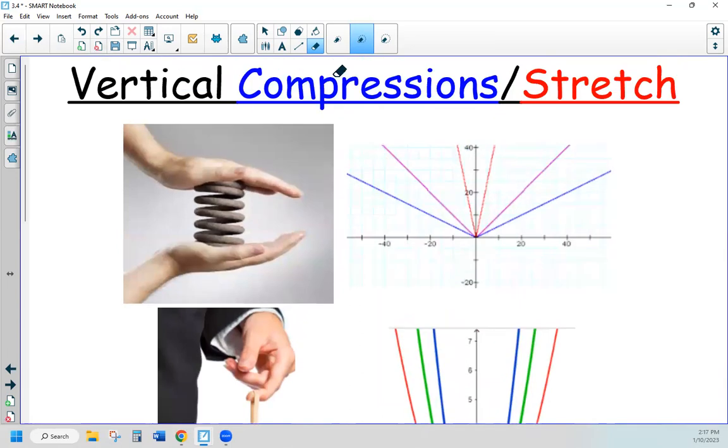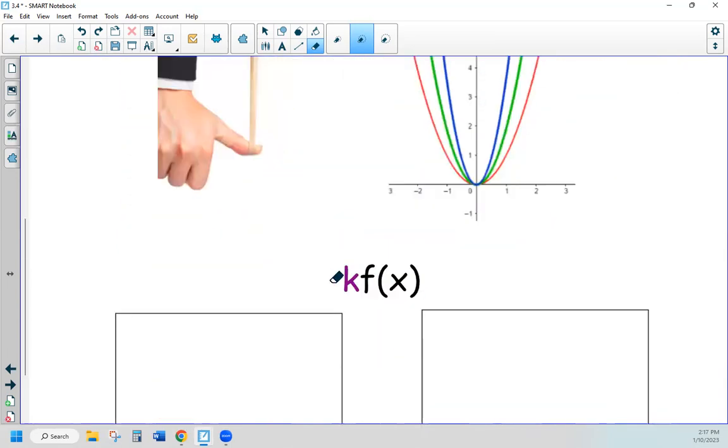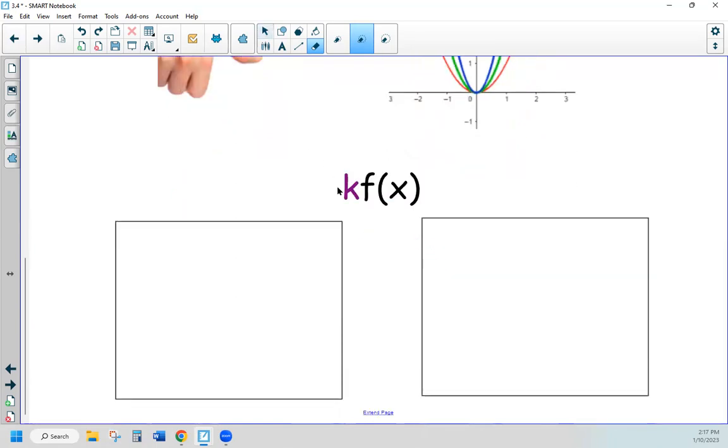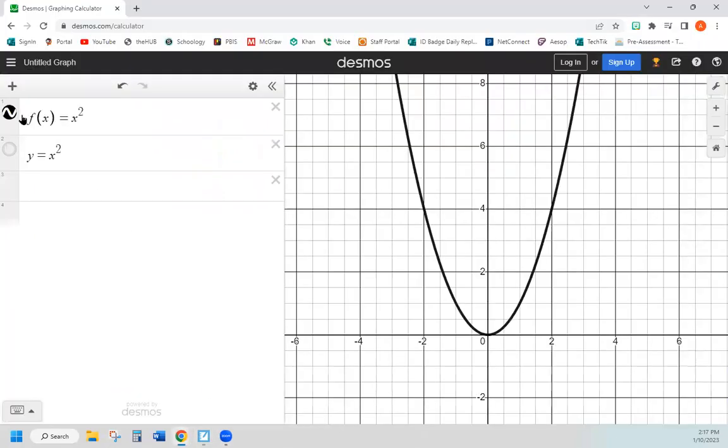In the vertical part of your notes, what I want you to write is this piece right here, where k is located outside of f of x, our parent function f of x. Let's see what happens when we decide to multiply a parent function by a number outside of the parent graph. Let's go ahead and jump to Desmos.